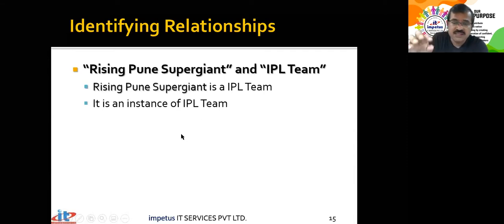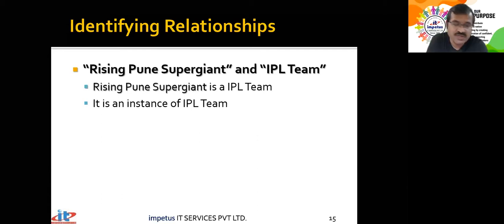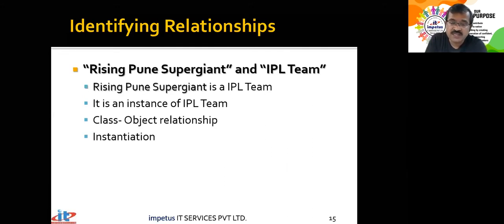And we can have multiple instances of a class unless we are using singleton. Where did we see singleton? Oh sorry, we saw it in Java. We will see it here also, but we saw it in Java. So there can be multiple instances of this particular class. Rising Pune Super Giant is one object, Delhi Champions is one object, Hyderabad Super Giant and another are objects. These are all objects of class IPL team. It's a class-object relationship, it's instantiation. All of them have the same structure.